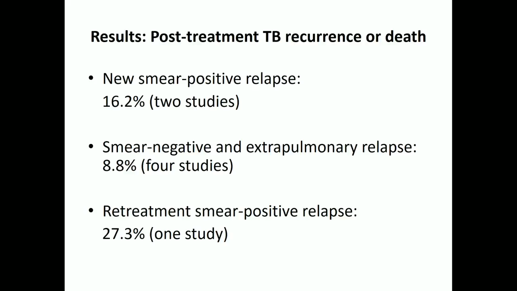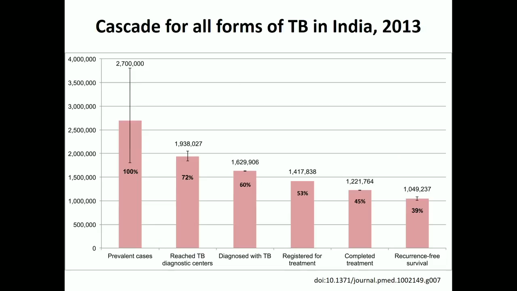And just to give you some other results from our meta-analysis before moving to the cascades, there are very few studies on treatment relapse in programmatic conditions as opposed to clinical trials. For new smear positive patients, there's about a 16% relapse. For smear negative and extrapulmonary patients, there's about a 9% relapse. And for retreatment smear positive patients, that is those with a prior history of TB, there's about a 27% relapse rate. Now to the cascade.